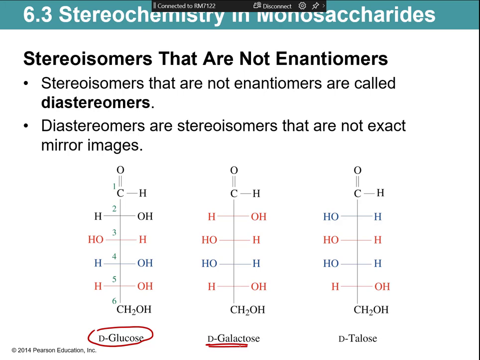So there's actually a whole bunch, like talose is another example. And if you look at it, you can see that those alcohol groups do not match exactly what glucose has. There's like 16 different possible mirror image pairs that you could make. But this is the most common. So D-glucose is the most common one that you see.